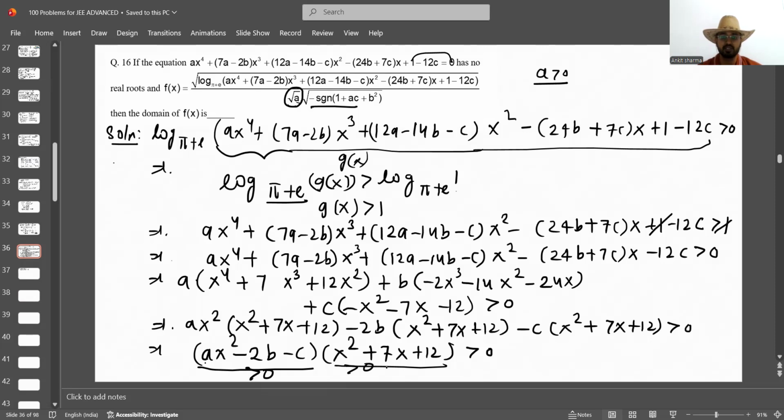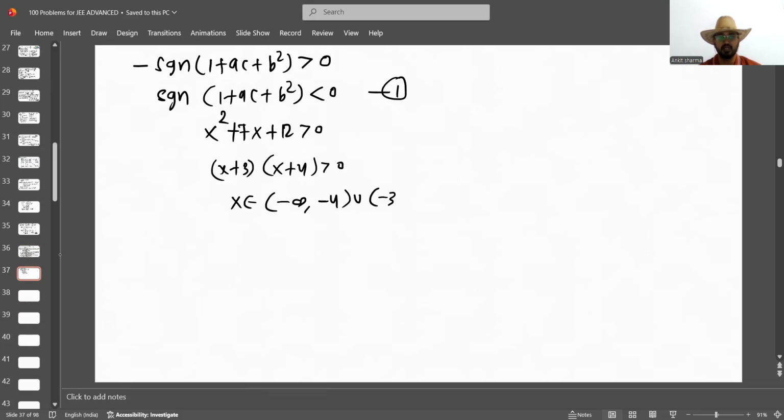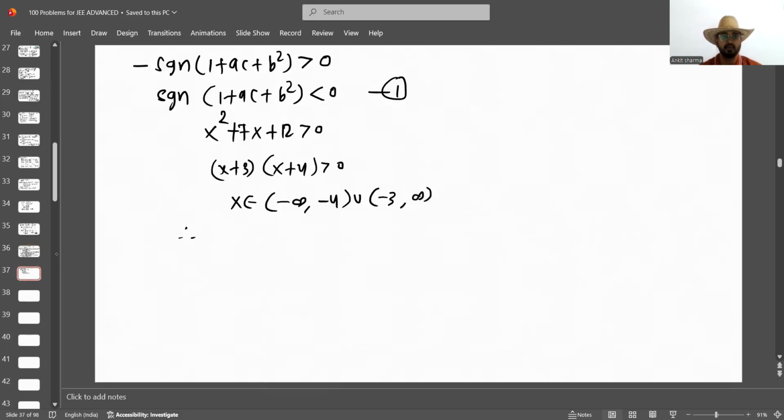So it is enough to say that x square plus 7x plus 12 is positive. So x square plus 7x plus 12 should be positive, which means x plus 3 into x plus 4 is positive. That means x belongs to minus infinity to minus 4 union minus 3 to infinity. So the domain of f would be minus infinity to minus 4 union minus 3 to infinity. This would be the domain.